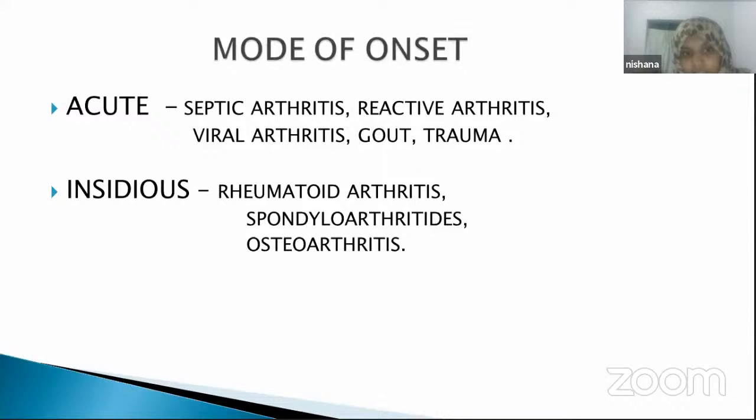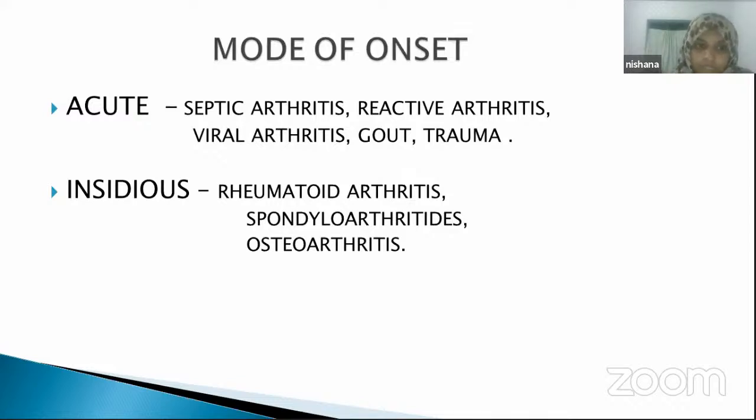Viral arthritis, the difference from reactive arthritis is that viral arthritis is usually self-limiting and occurs within 10 days of infection. Symmetrical involvement will be there, and it doesn't produce any damage to the joint. Reactive arthritis comes after the viral infection. Then gout and trauma can also produce acute arthritis.